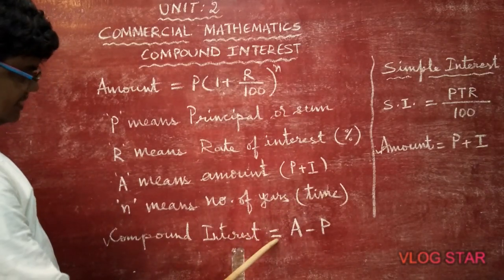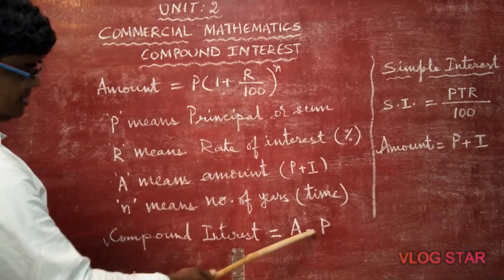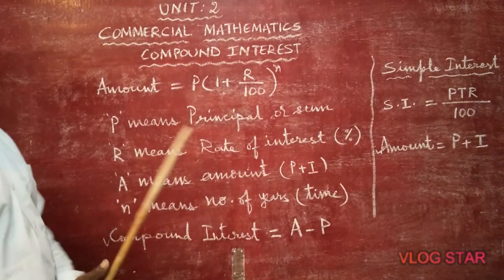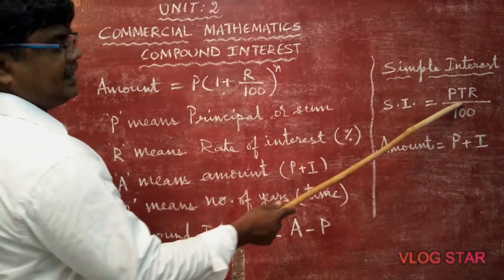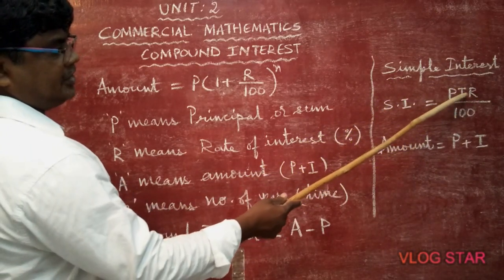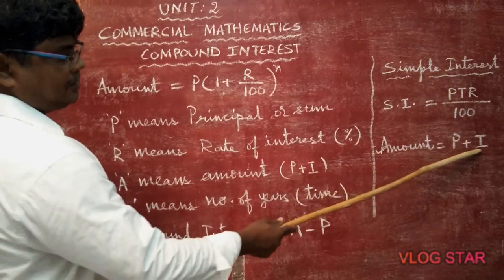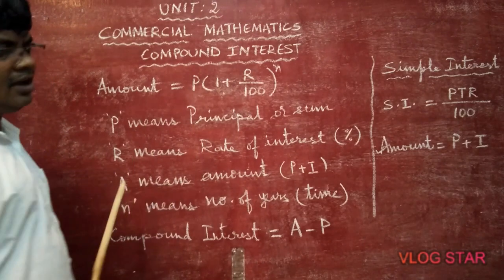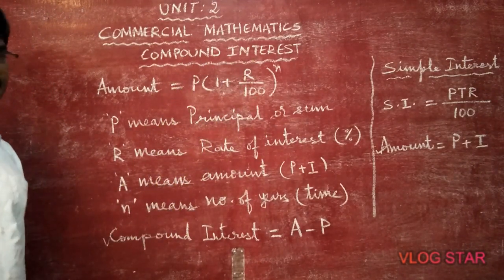Compound interest is amount minus principal. After finding this amount, subtract the principal, then you get compound interest. In 8th class we already learned simple interest. SI is equal to PTR by 100, that is principal into time into rate by 100. And amount means principal plus interest. These are the formulas we are going to use in this compound interest chapter.